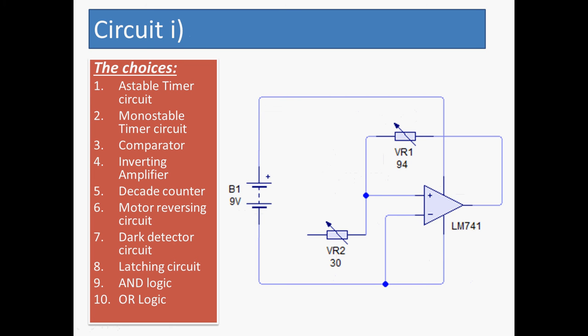This one, I've made a slight mistake on here, I do apologise. The closest answer is inverting amplifier, although technically I've connected it to the wrong leg, so what I've actually drawn is a non-inverting amplifier, although the layout is the same. It's just if this was connected to the minus leg instead of the other way around. Watch the video on them if you're unsure. Next.